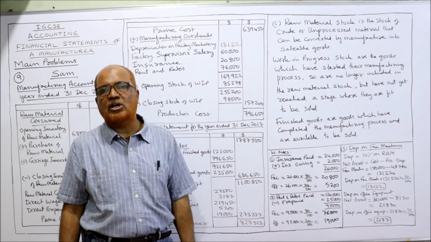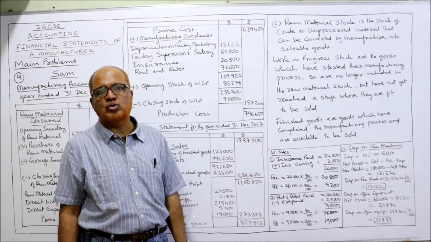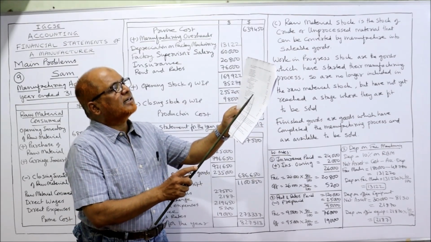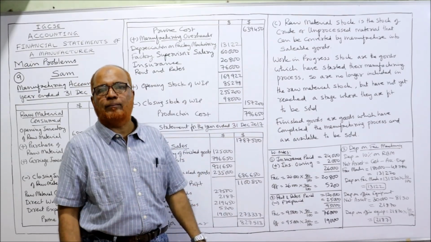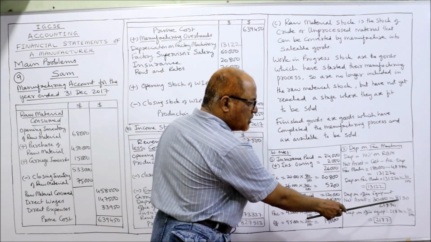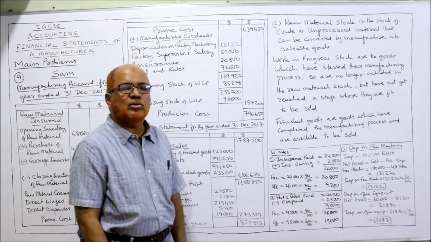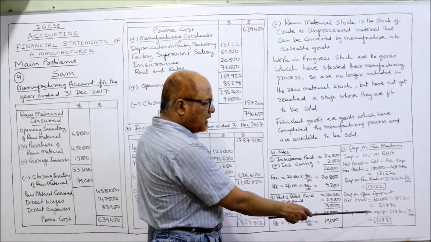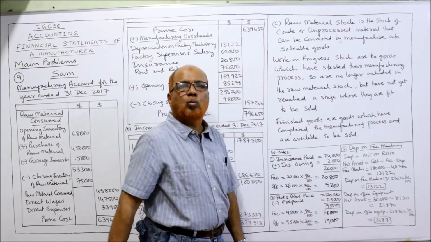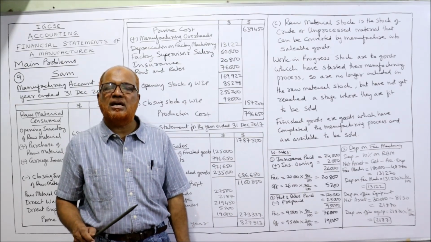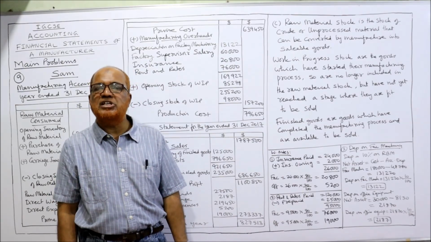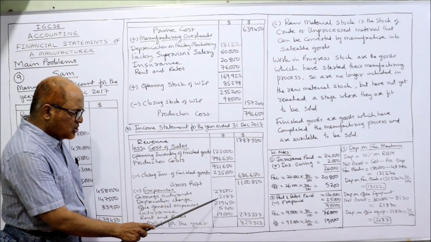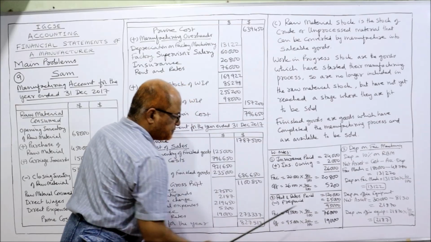Similarly, depreciation on office equipment. Again 10% reducing balance. So what is the cost of office equipment? 30,000 and accumulated depreciation 8,120. So 30,000 minus 8,120 carrying value is 21,870. 10% of 21,870. So 21,870 into 10 by 100. 2,187 is the depreciation on office equipment. This will be taken under income statement. This is the income statement. Depreciation charges 2,187 from here only.